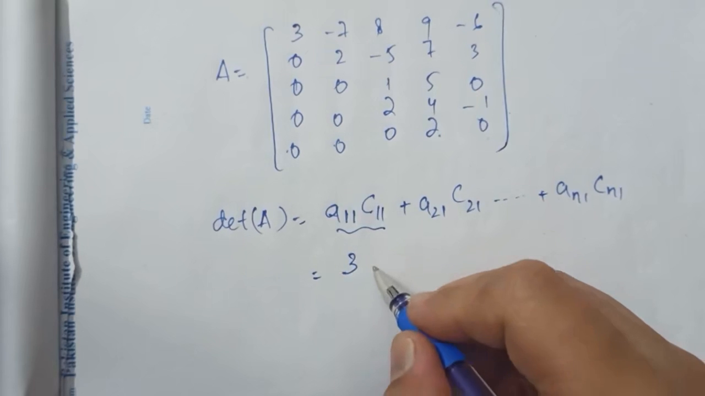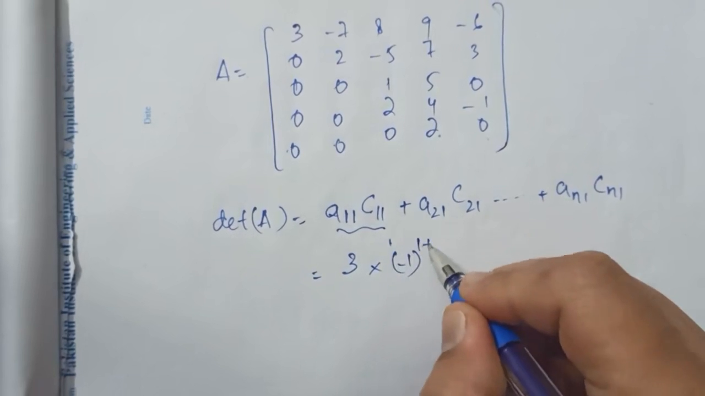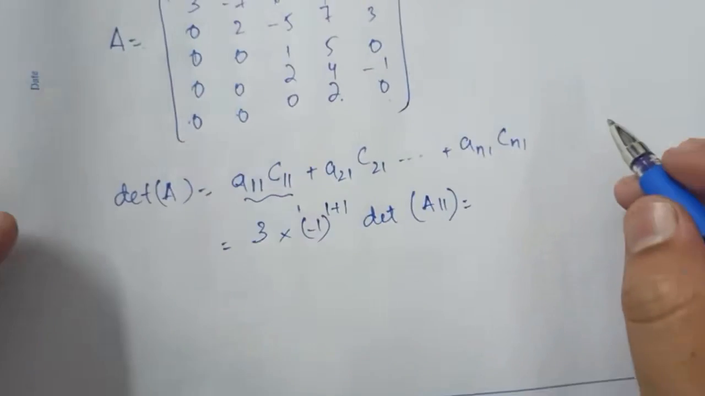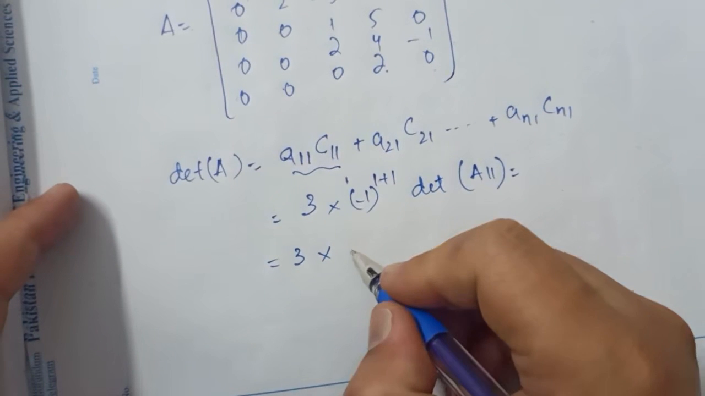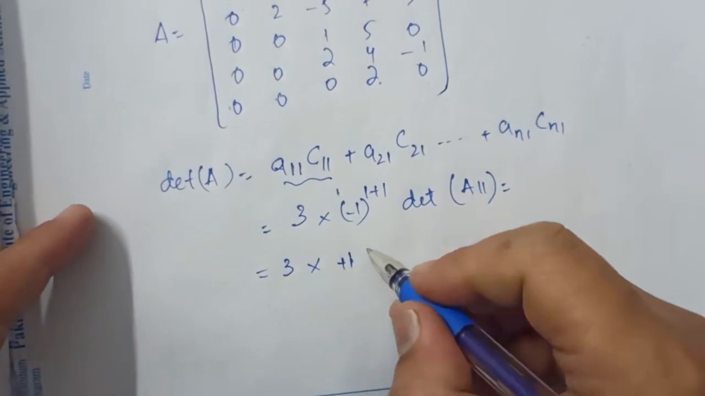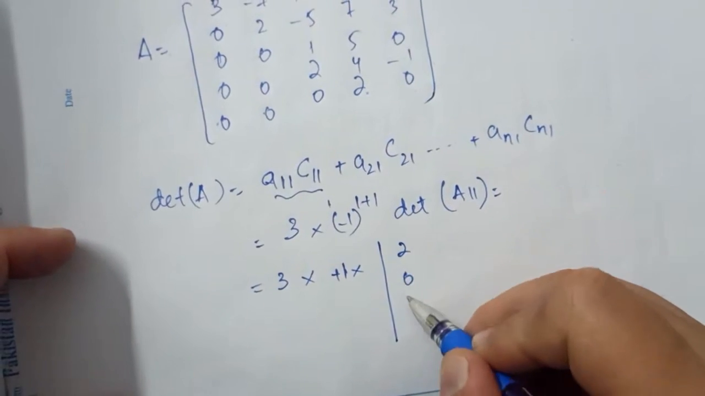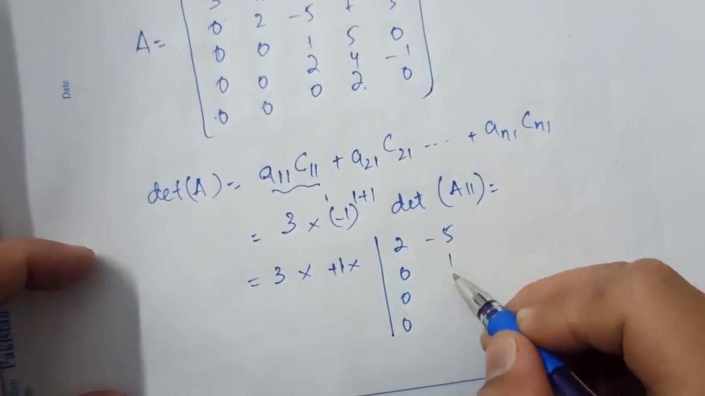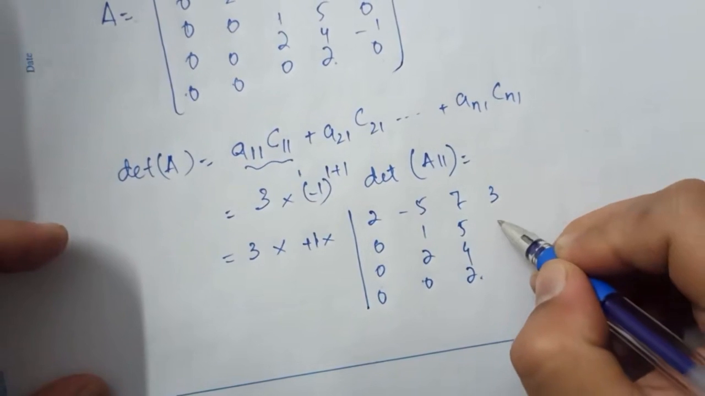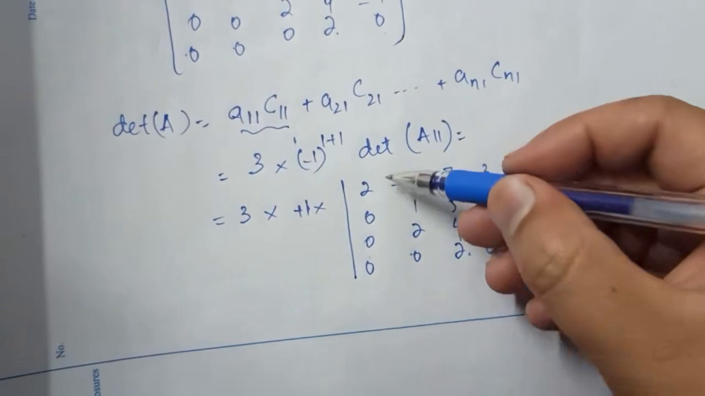So a11 here is 3 and c11 is minus 1 to the power 1 plus 1, times the determinant of the minor of a11. So 3 into minus 1 squared, which becomes 1, and the determinant of the minor is obtained by cutting the first row and first column, giving 2 0 0 0, minus 5 1 2, 0 7 5 4, and 2 3 0 minus 1 and 0. Again you have to find the determinant here.